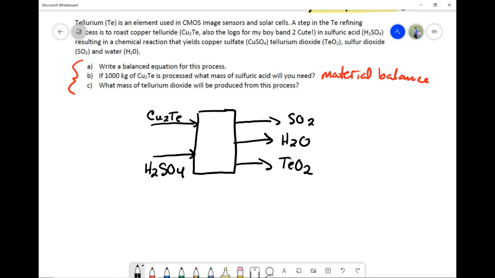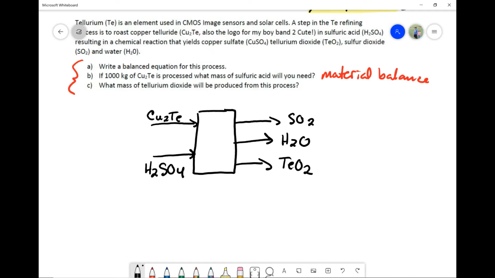On the other problems we've had, we had mass flow rates or volume flow rates or molar flow rates, and you had to do some unit conversions to figure out the output. Here we don't really have a mass flow rate, and this is a batch process if you think about it, because we're roasting our copper telluride in H2SO4 in this tank or vat, whatever you want to call it, and releasing SO2 and water, and tellurium dioxide, which is probably going to be recovered in a solid form.